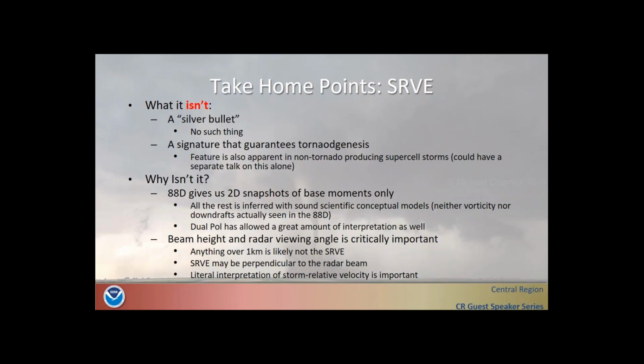And so the radar gives us these 2D snapshots of base moments. And so we have to infer things. We can't directly see the downdraft buoyancy, for example, but we can infer things. We can't necessarily see the nature of the vorticity. We have to infer that through things such as the turning. And of course, we're never going to solve horizon issues. So anything really over a kilometer is likely not the survey.